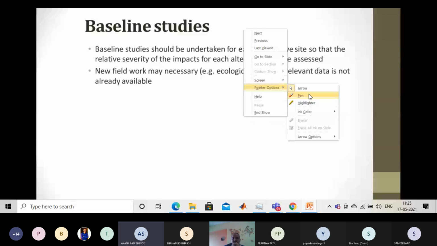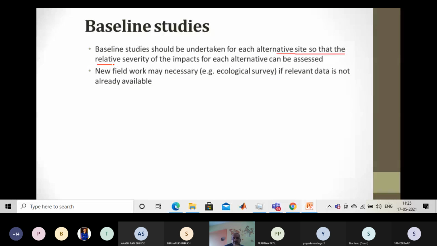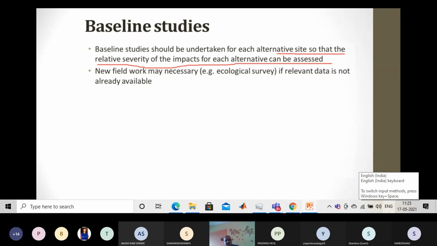The baseline study should be considered for each alternative site so that the relative severity of the impact for each alternative can be assessed. Means, if there are n number of possible alternatives: if you perform A alternative, what will happen? If you perform B alternative, C alternative, in this way you have to find out which alternative gives more impact, and that has to be neglected.